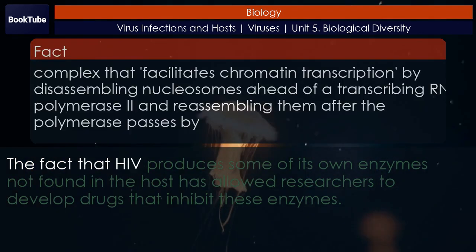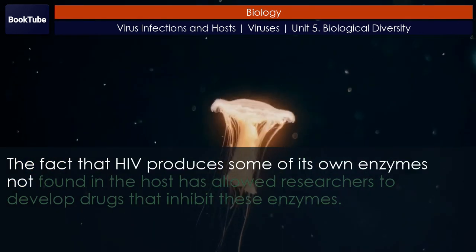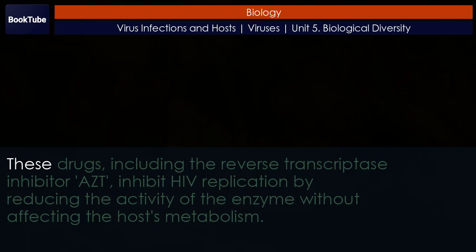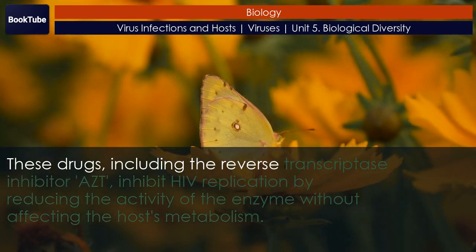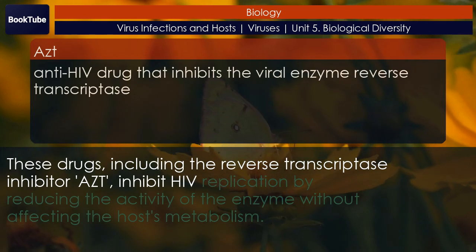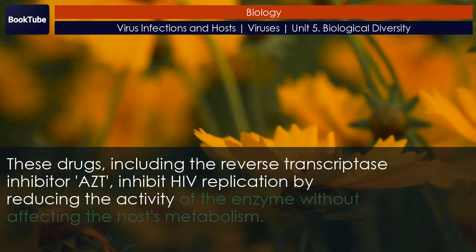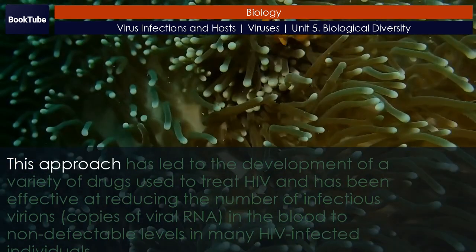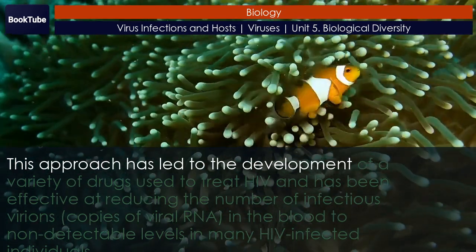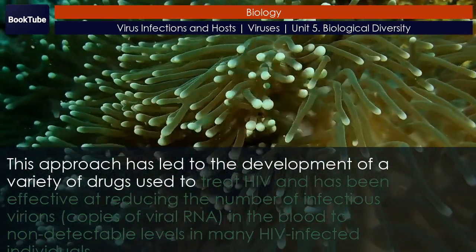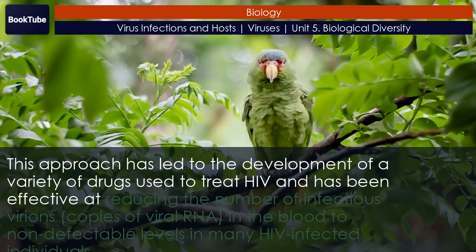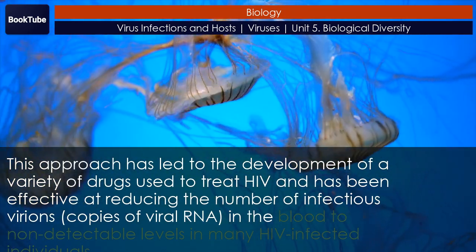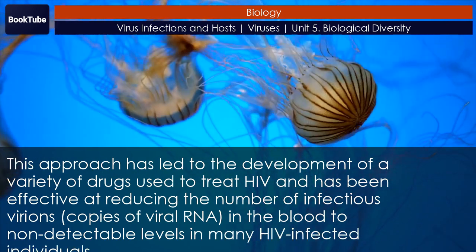The fact that HIV produces some of its own enzymes not found in the host has allowed researchers to develop drugs that inhibit these enzymes. These drugs, including the reverse transcriptase inhibitor AZT, inhibit HIV replication by reducing the activity of the enzyme without affecting the host's metabolism. This approach has led to the development of a variety of drugs used to treat HIV and has been effective at reducing the number of infectious virions, copies of viral RNA, in the blood to non-detectable levels in many HIV-infected individuals. Egress.